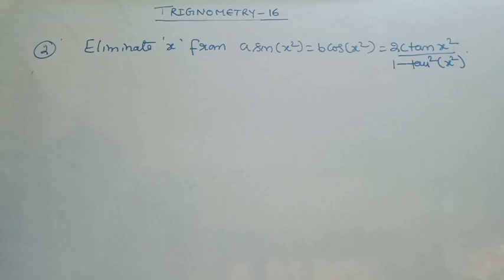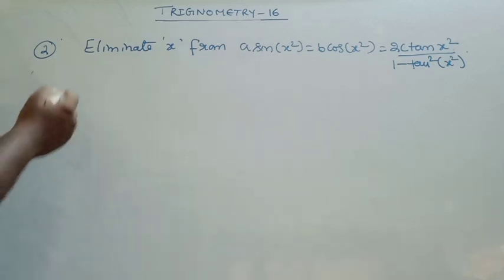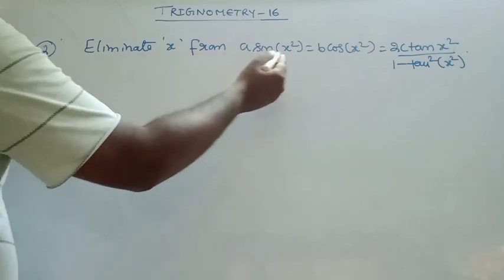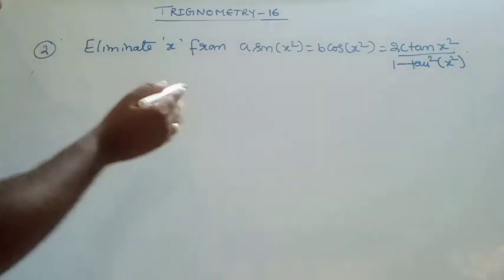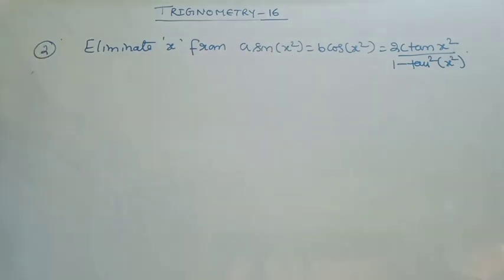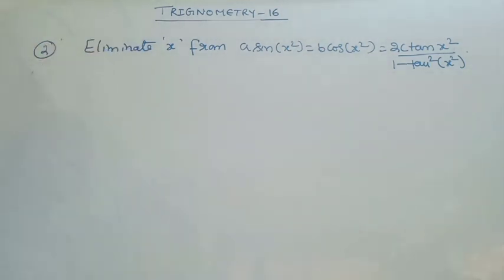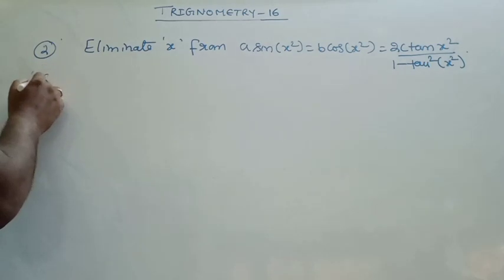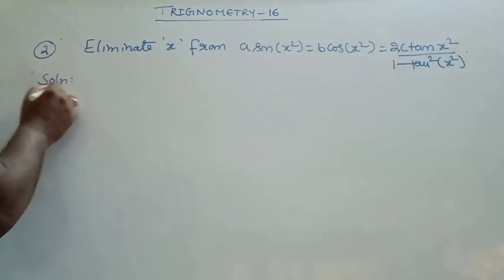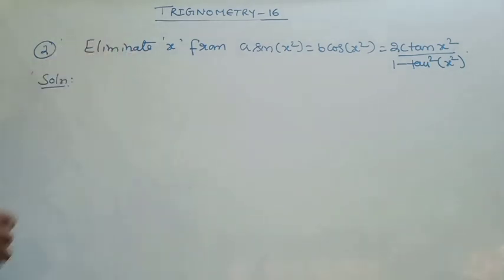Next we have this problem. The second problem is to eliminate x from a sine of x square is equal to b cos of x square, which is equal to 2c tan x square by 1 minus tan square x square. How will we solve this problem? We don't have x, such that we have to get an equation here. Let us observe how we are going to get it.